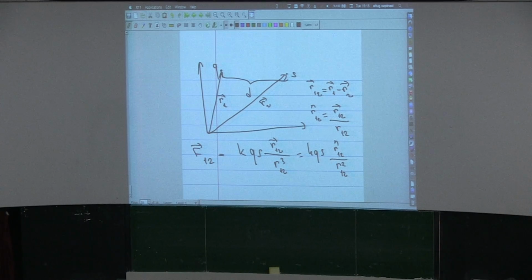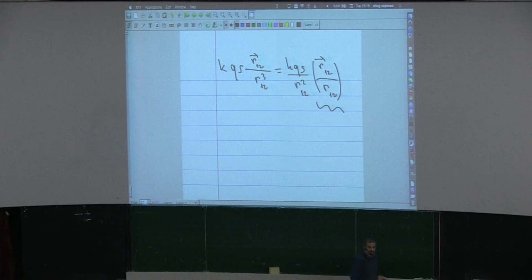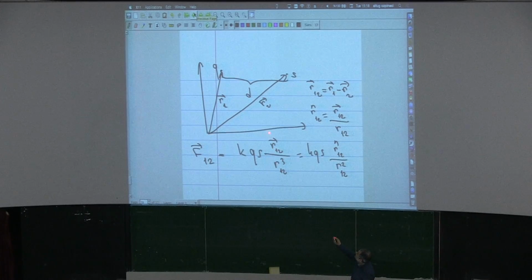No, here, this one over here is the length of the vector. This one is the vector. Here. No, this is the cube. Why? Well, let me write it explicitly. This thing is equal to K Q S divided by R12 squared. This is the one you want to have, right? Times R12 divided by R12. But this thing over here, it's a vector whose length is 1. This is R12 hat. So that is why I have this equality over here. This is not a unit vector. This is a unit vector, and here, as you see, you have this square.